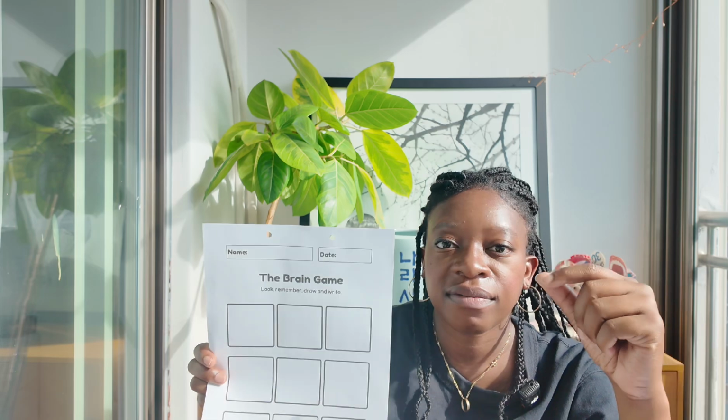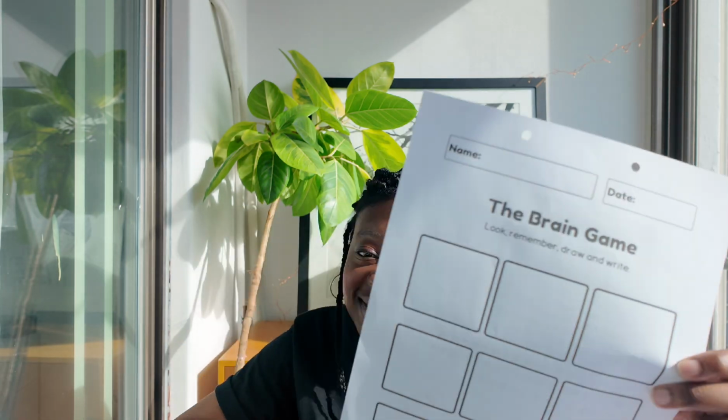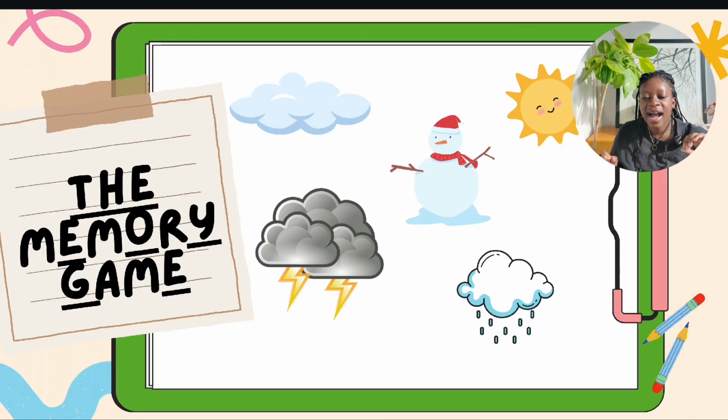I think here I said look, remember, draw, and write. So here they have to draw and they have to write what was on the screen. If you're doing this online, I found that doing it one by one is a lot harder. So showing one picture at a time is a lot harder.